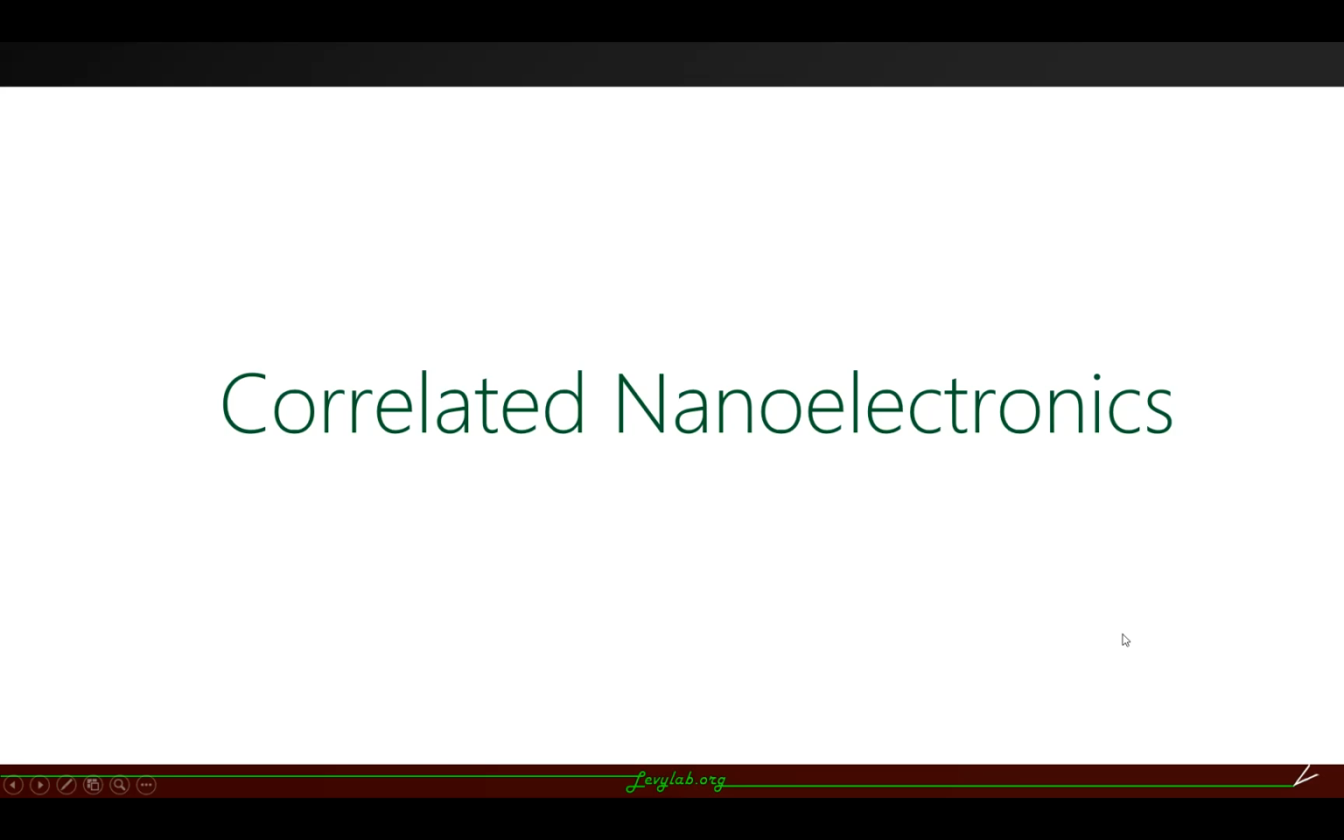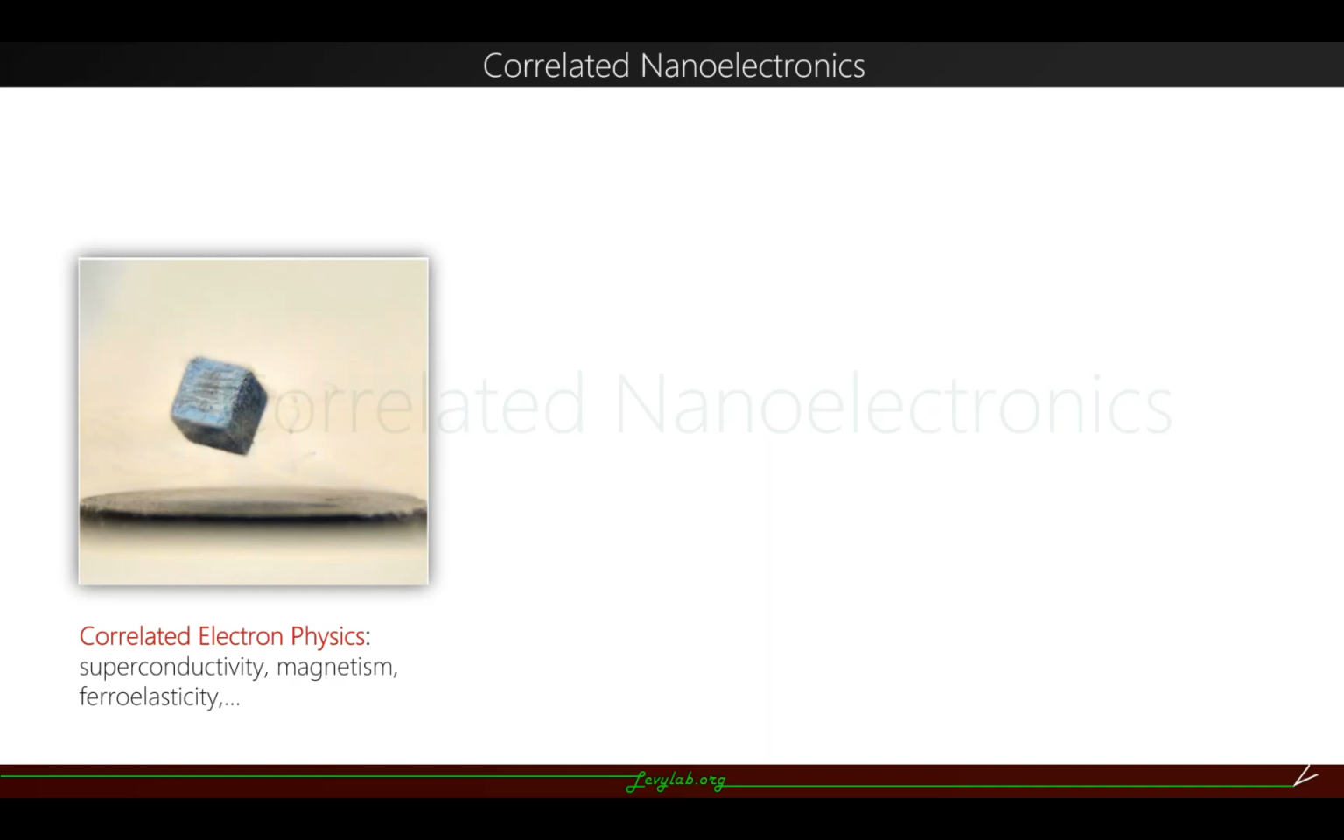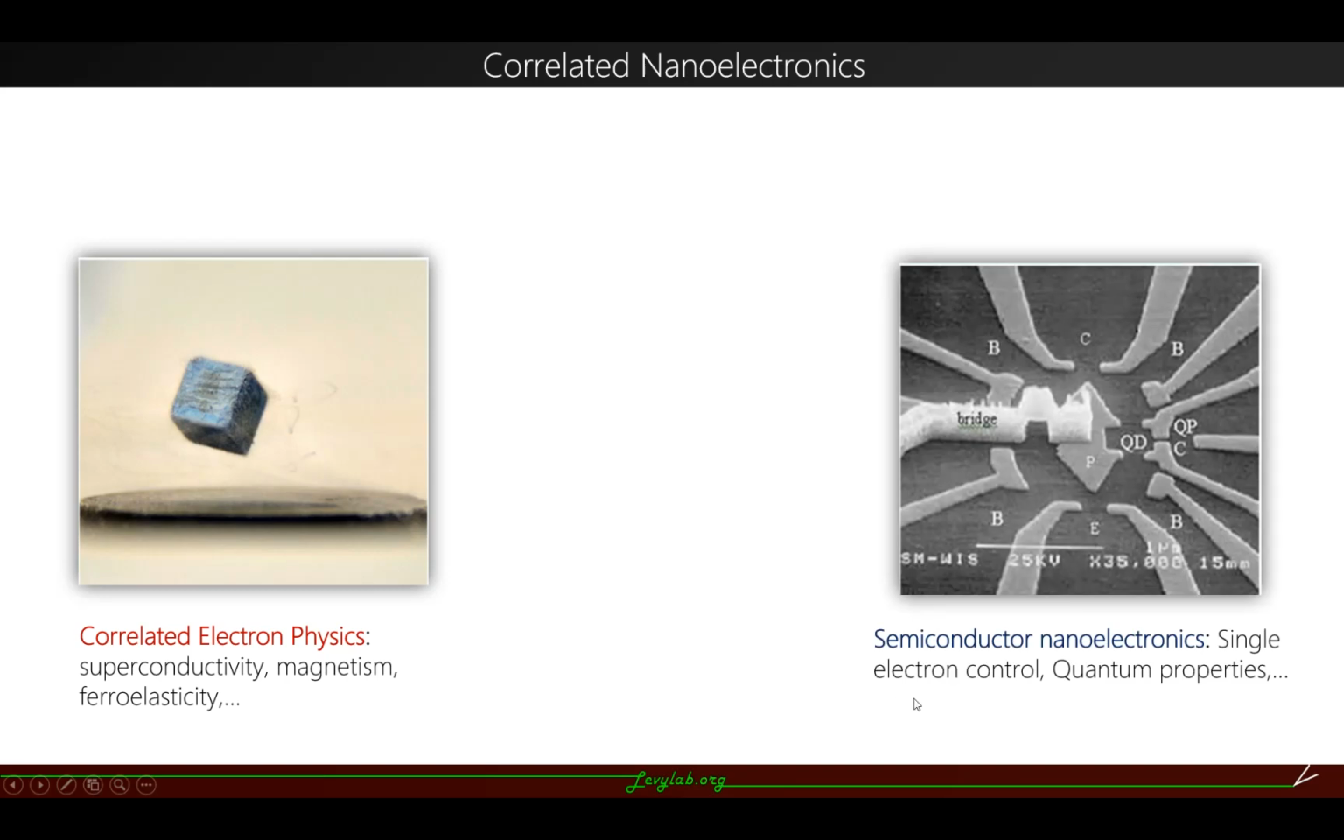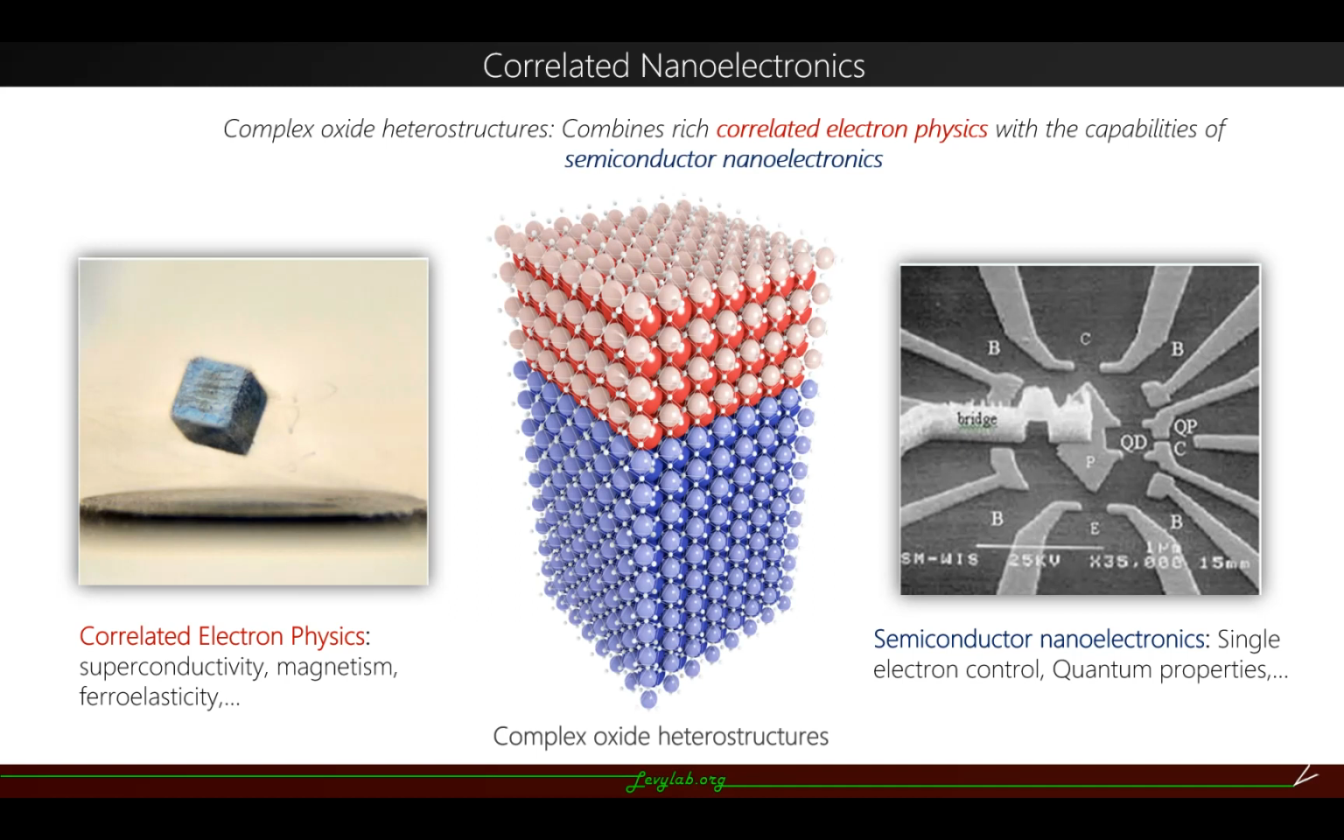We work in the field of correlated nanoelectronics, which basically arises from two well-established fields. On one side, we have the correlated electron physics, which is mostly studied in bulk materials and shows interesting phenomena like superconductivity and magnetism. On the other side, we have the semiconductor nanoelectronics, which allows us to have single electron control, thereby studying the quantum properties of the system. Now, at the interface of the two are the complex oxide heterostructures, which combine the rich correlated electron physics with the capabilities of semiconducting systems.